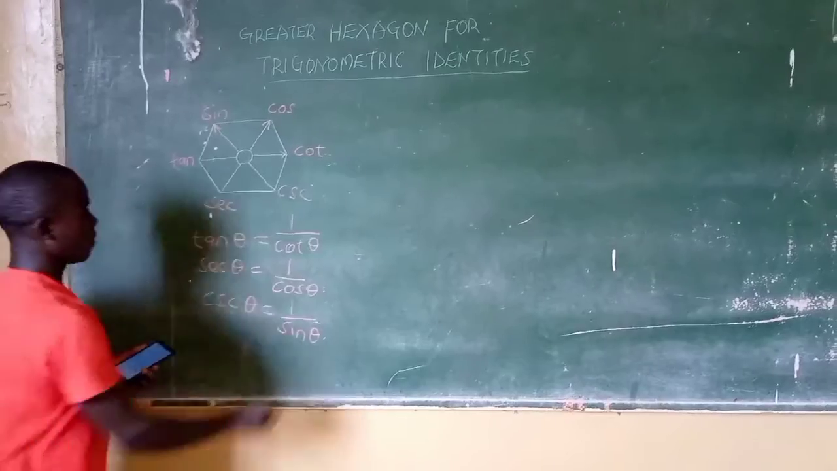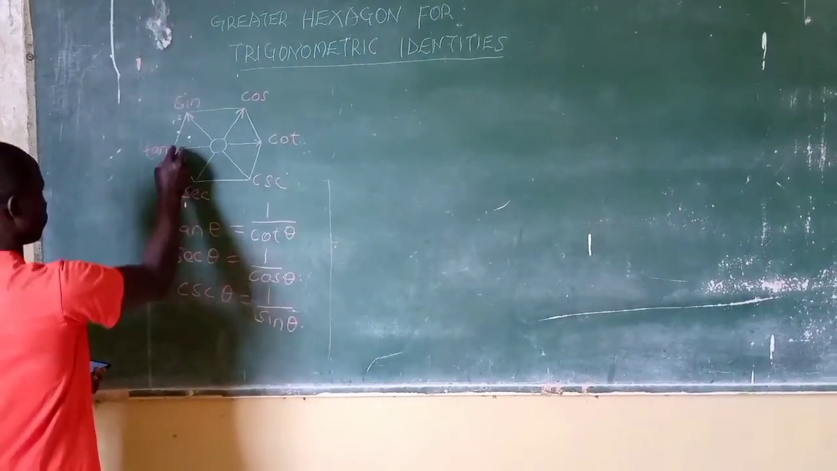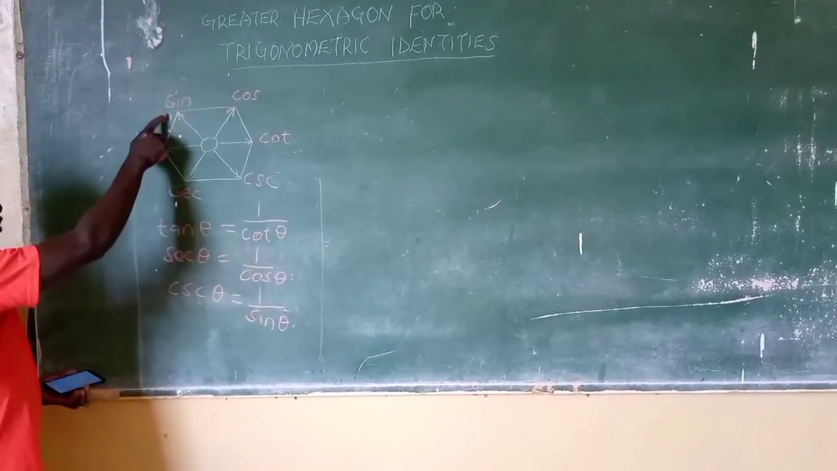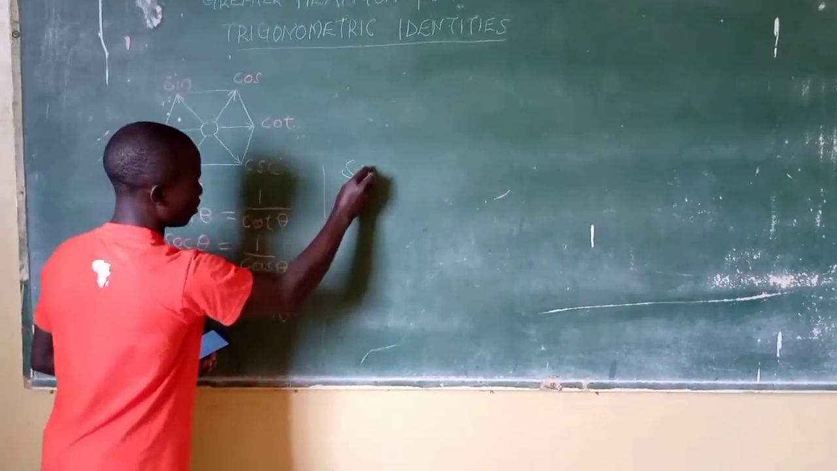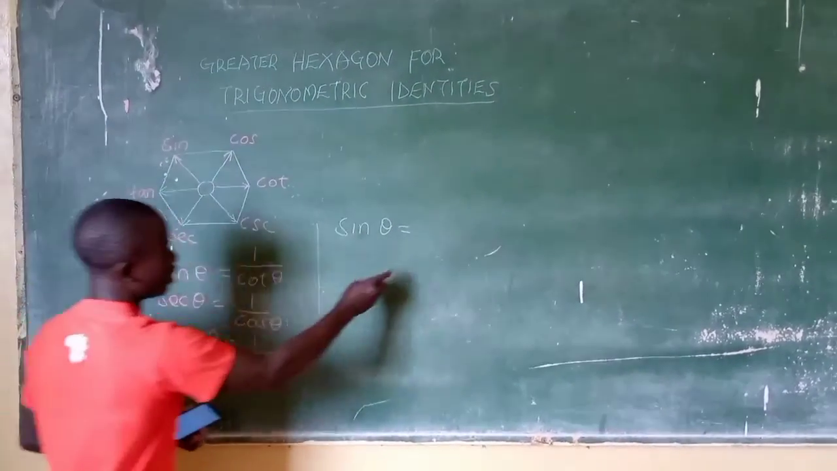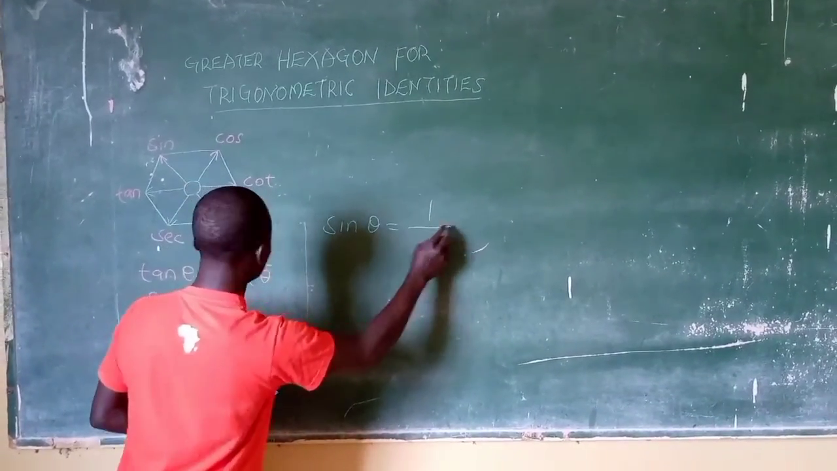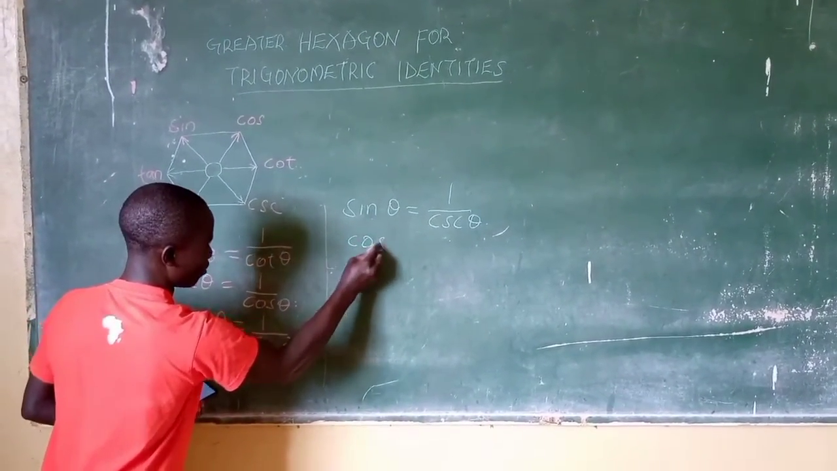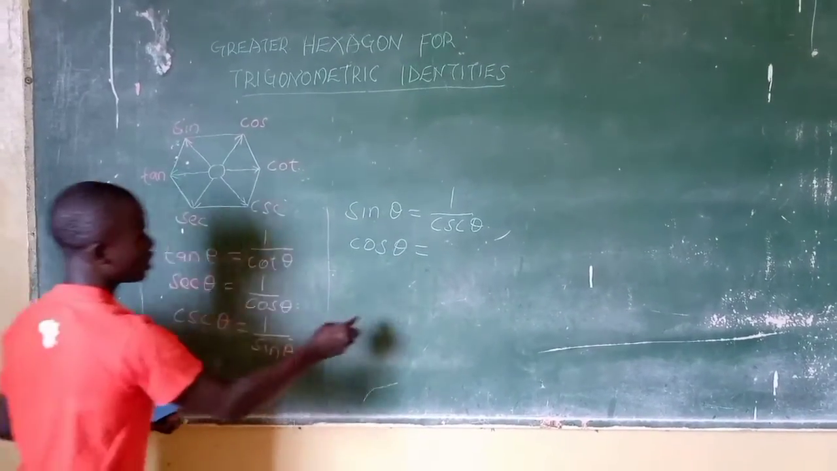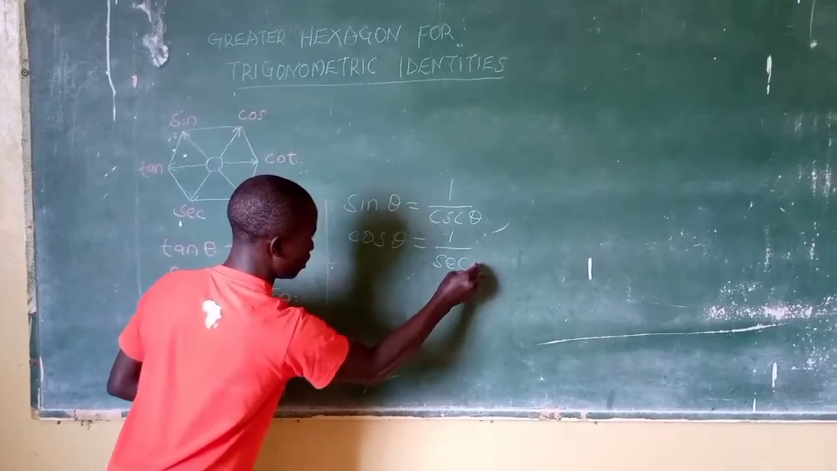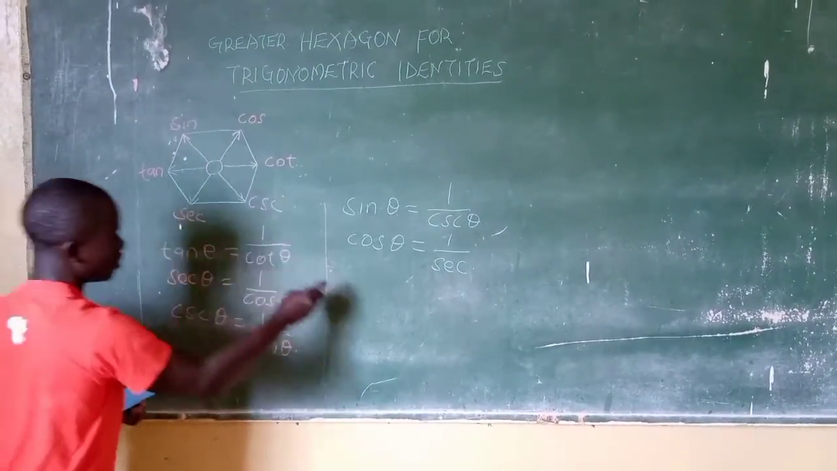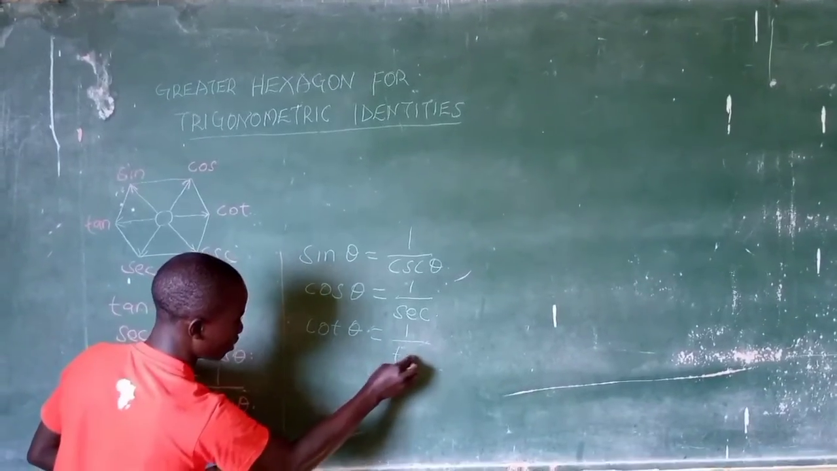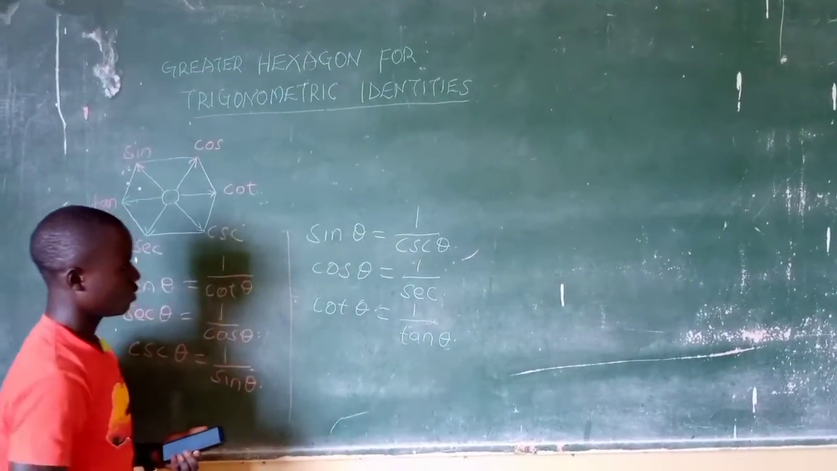Then assume the arrows are facing downwards, so assume that these ones are not there. From here, the sine of theta is given by the reciprocal of the opposite identity, so it is 1 over the cosecant of theta. Then cosine of theta is given by the reciprocal of secant theta, 1 over sec theta. Then lastly, cot of theta is given by 1 over the tan of theta. So simple.